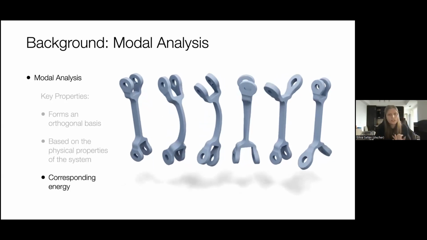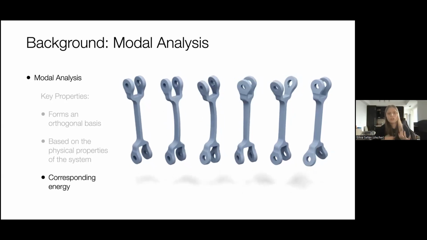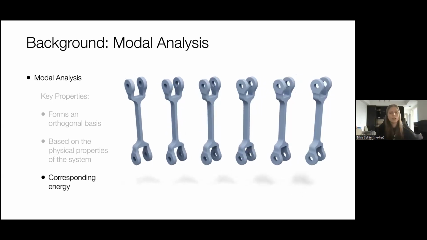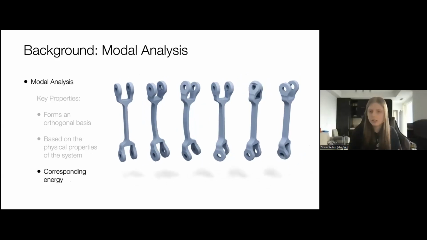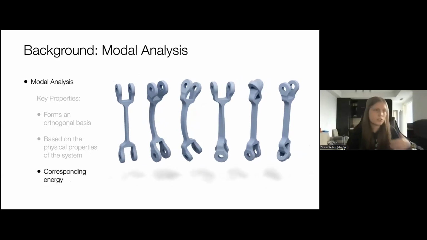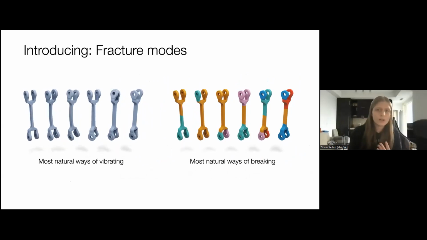And finally, each mode is an eigenstate of a linear system. So each mode has a corresponding eigenvalue, which is related to the energy of the mode. And computing things like vibration modes, or the most natural ways of deforming an object, is something that's done very often in the literature, both for computer graphics and things like shape analysis or resistance analysis. So the elastic modes are an orthogonal basis that describe the most natural ways that an object has of deforming.